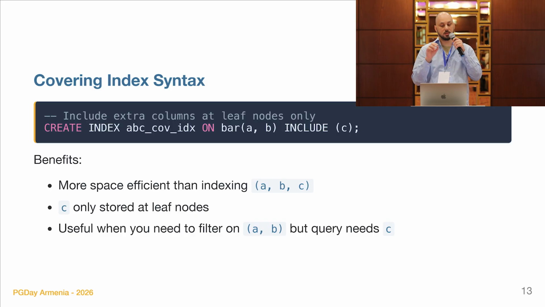This data is only going to be attached to the leaf nodes, so we're not replicating it in every node of the tree. And it will increase the likelihood of index-only scans happening. And this also greatly improves query efficiency.